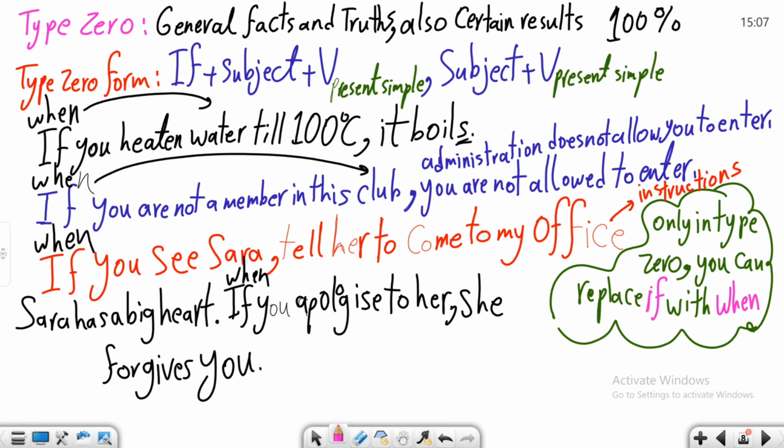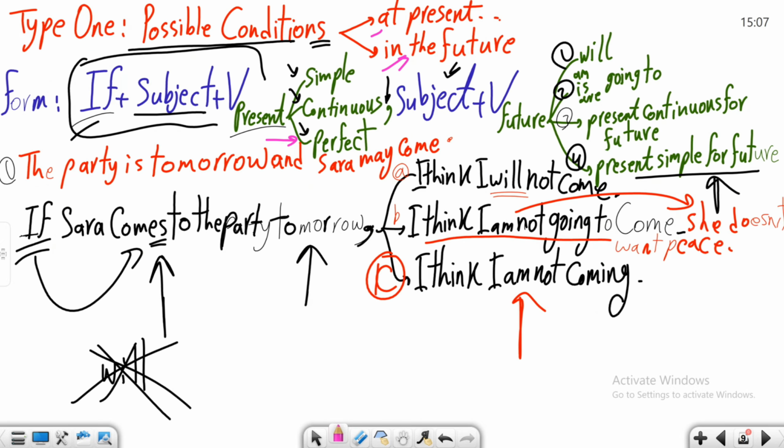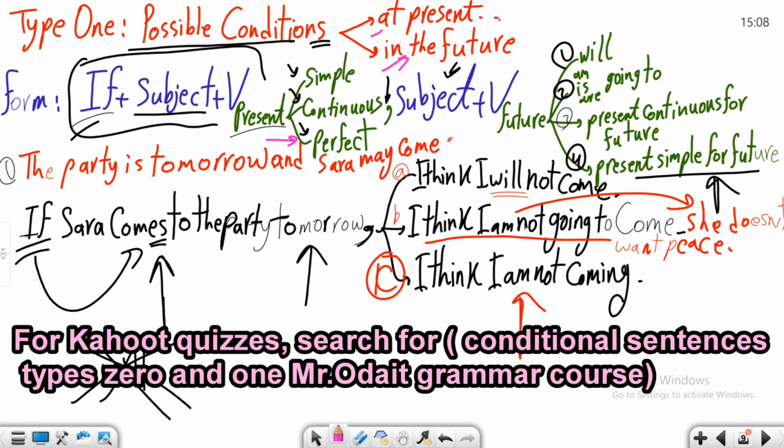And then we talked about type 0, and we said type 0 is used for general facts and truths. Then we talked about type 1, and we said that type 1 is used only for possible conditions at present or in the future. And we took examples, and we said we have to concentrate that we cannot use future in the if clause. The future should be in the main clause, my friends. Till here, I hope you enjoyed and learned how important our course is about the tenses and why we concentrated on the differences among tenses, to understand how to use these tenses in the other pieces of grammar.